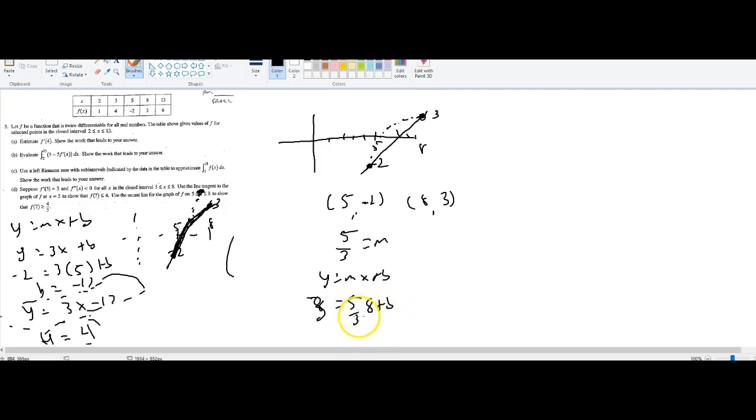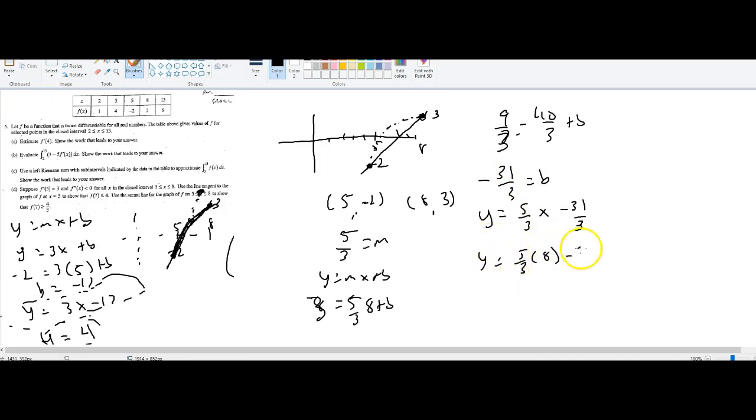I'm going to get 40 thirds. I'm going to make this 9 thirds on the left side by doing common denominator. This becomes 40 thirds plus b. I get -31 thirds equals b. That's all great, but that means my secant line equation would be 5 thirds x minus 31 thirds. Okay, now that I have that, I'm going to plunk in 8. y equals 5 thirds, plunk it in, 8 minus 31 thirds.